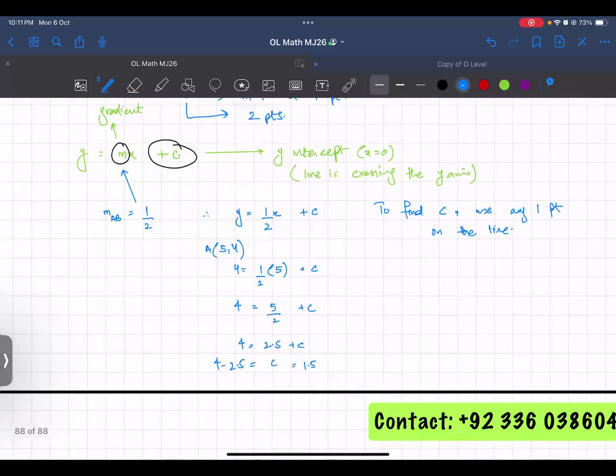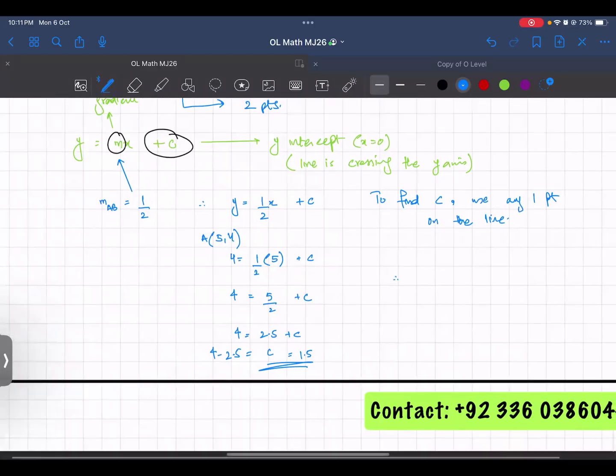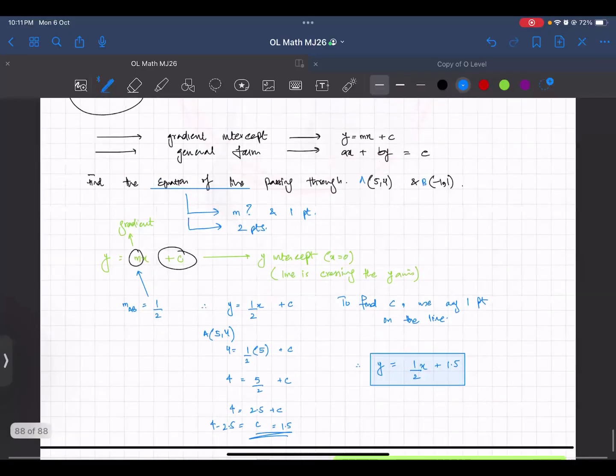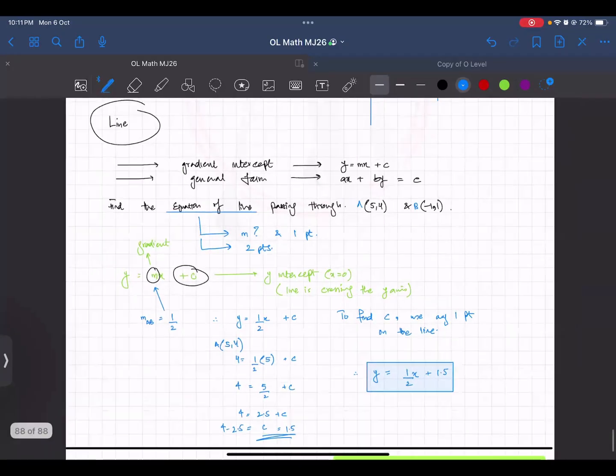So now you have the value of c as well. You wanted the value of m, you found it using the gradient formula. And you wanted the value of c, you substituted the value of m and one of the points, and you got the value of c. And now the final answer would be, you replace both these values. So y equals 1 upon 2 x plus 1.5. This is the equation of the line joining these 2 points. So now you know the general equation of the line, the gradient intercept form, and that you need the gradient and 1 point at least to find the equation of the line. And this is the example we did over here.